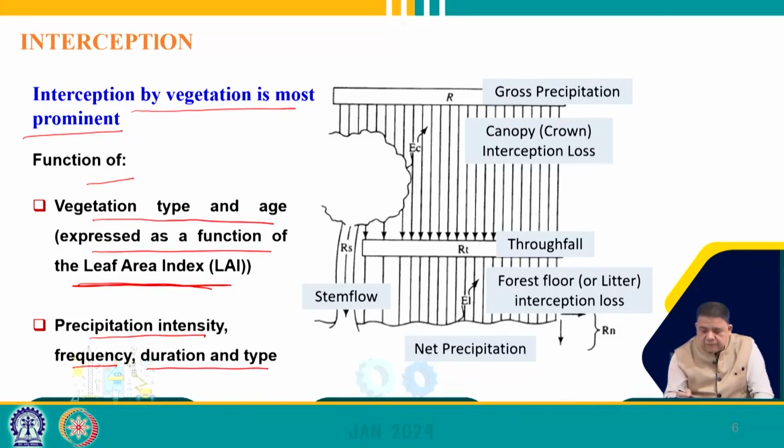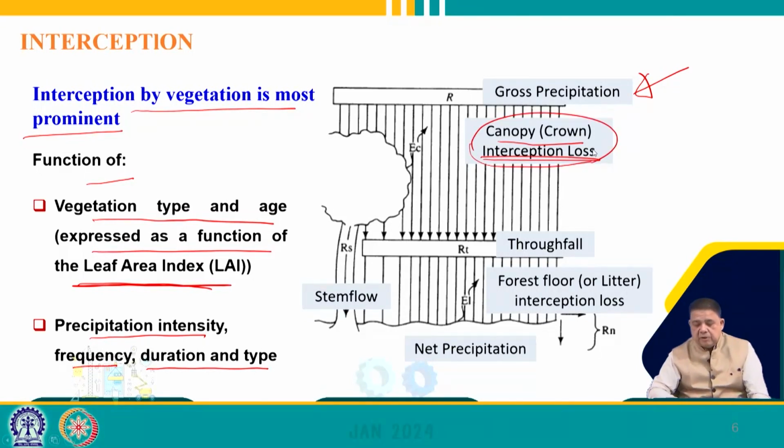If you look at this picture, we have the gross precipitation occurring, and once precipitation occurs, a part of that is intercepted by the crown, the canopy of the plantation, and that is referred to as canopy or crown interception loss. So, the first thing we come across is canopy or crown interception loss. Then, once the water is intercepted, a part of that also falls in the form of throughfall and reaches the surface.